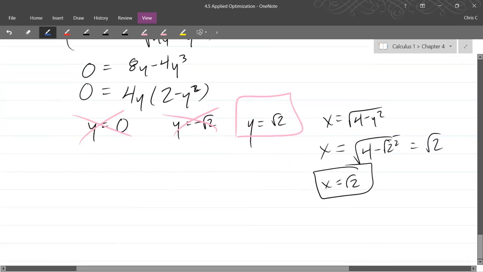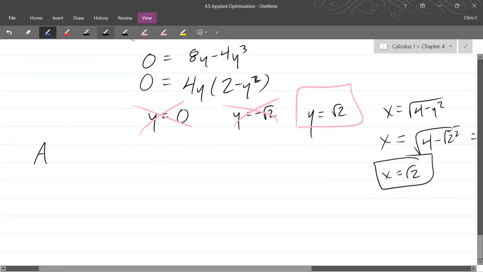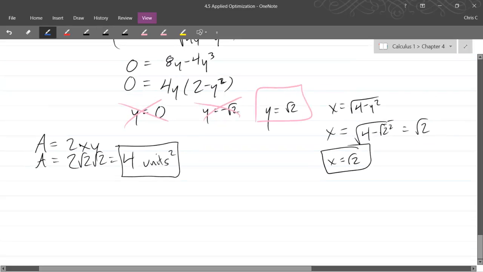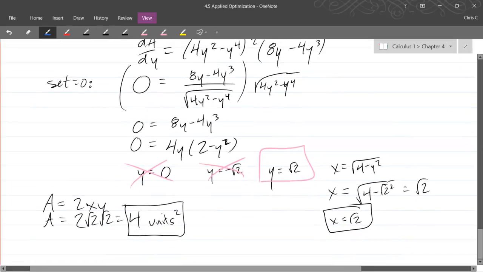And last, what is the area? We said it was 2xy, which is 2 square root 2 square root 2, and that is 4. If you want to write units, go for it. Well, 4 units squared, probably. It's an area.